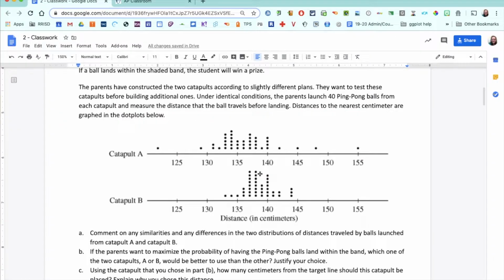So going back to spread is the other thing I want to mention. The biggest difference here, I think, is with spread. Catapult A has a very, very wide spread ranging from a little bit above 120 all the way up to 155, compared to catapult B, which is in the 133-ish range up to maybe 144. So it's much, much more spread out with catapult A's distances than catapult B's. So catapult B is much more consistent.